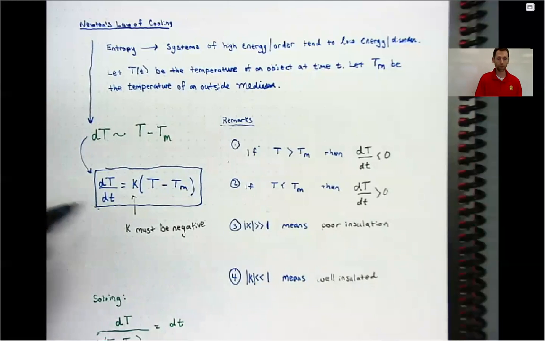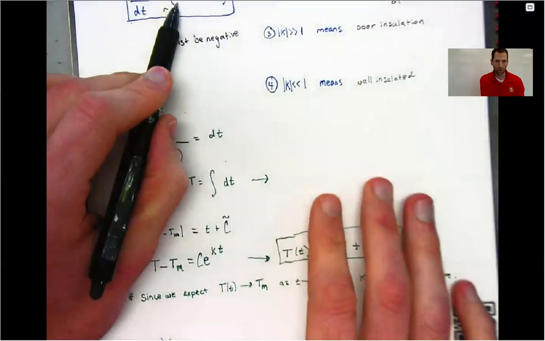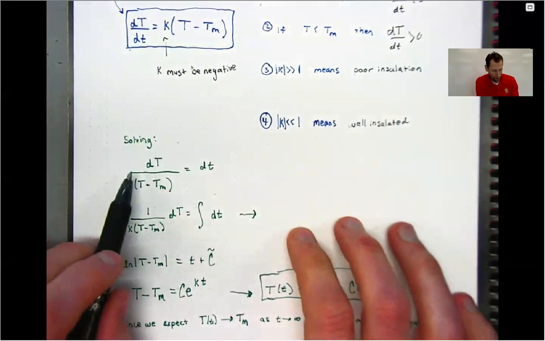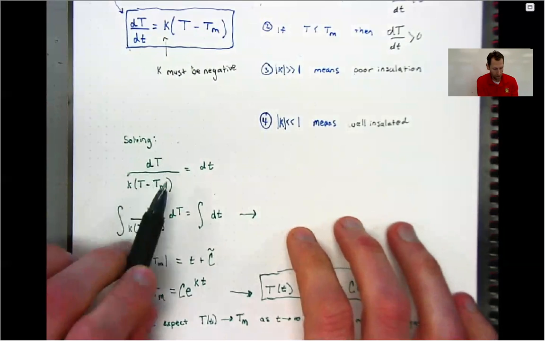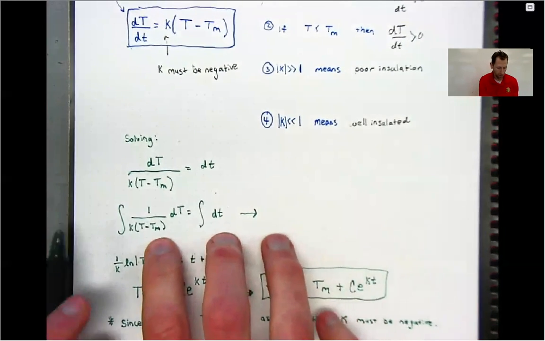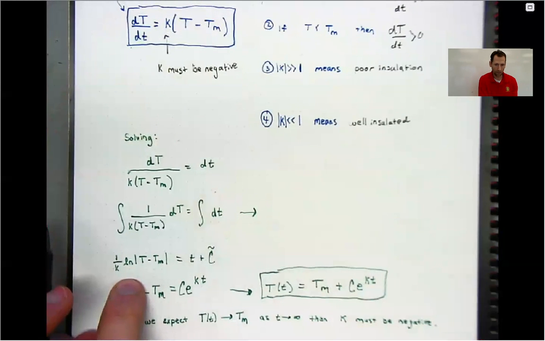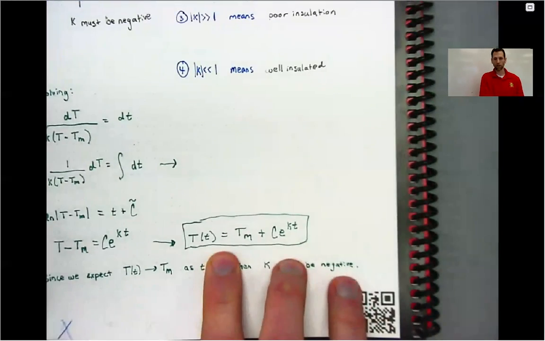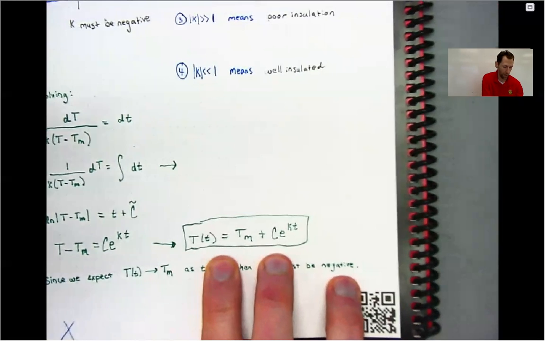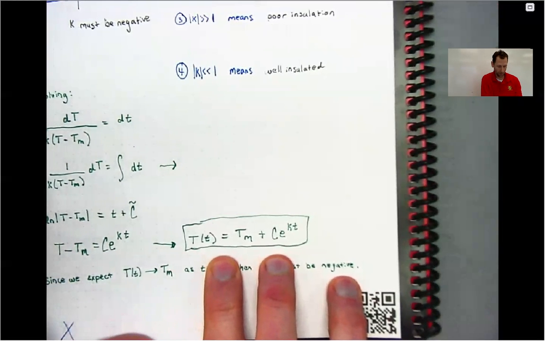Now, what's beautiful is that we can solve this differential equation using separation of variables. I can divide through by this entire expression, so I have all the capital T's over here and all the little t's over here. Then I can integrate. We recognize that's a natural log. We can exponentiate, and then we get our general solution to our mathematical model of cooling or warming.